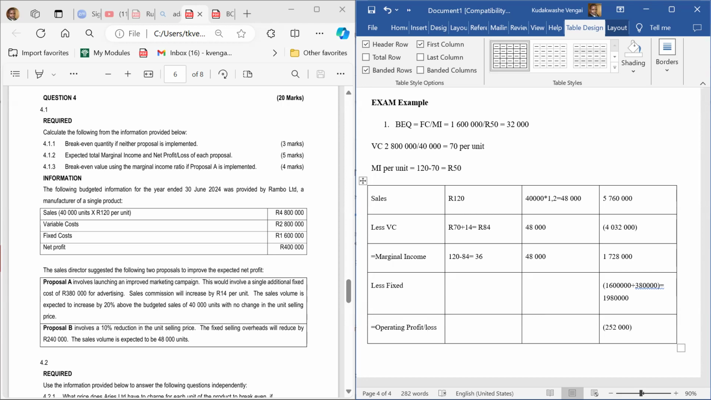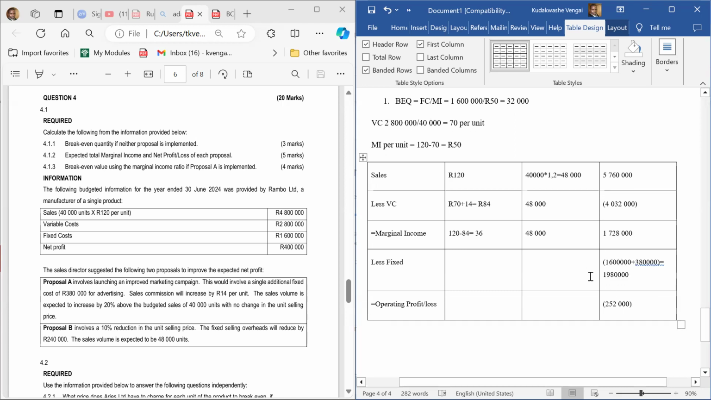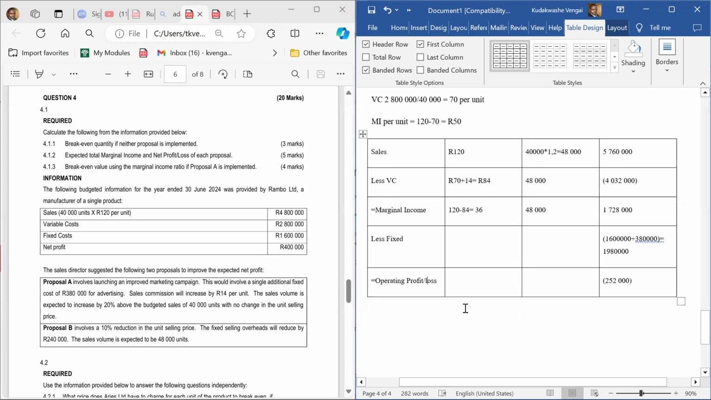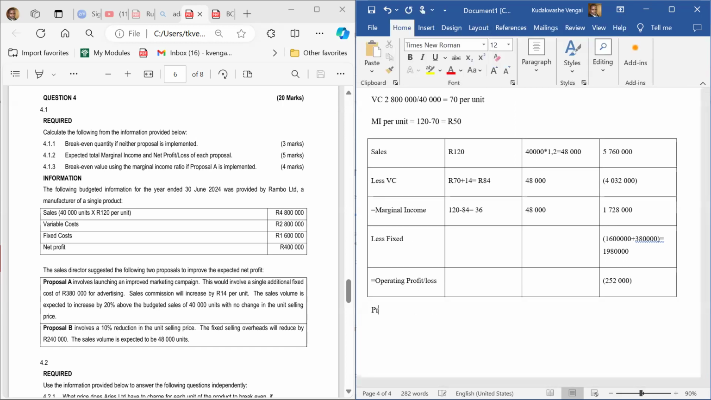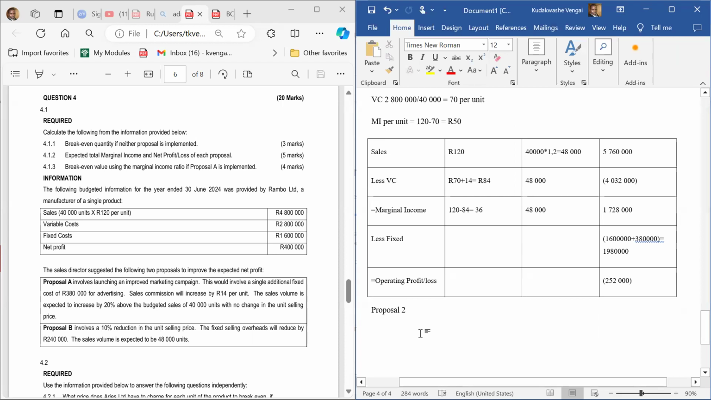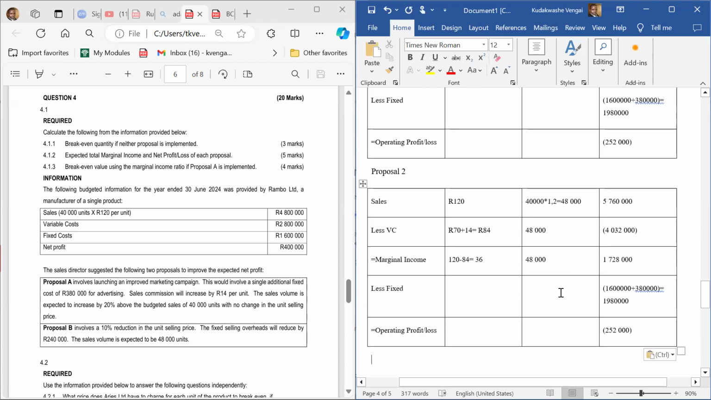Yeah. Okay, so everything is fine. So let's go to proposal number 2, because remember, the question said, what is the expected total marginal income and net profit or loss if each of the proposals is adopted? So proposal 2, we do the same thing. We create the same table. We just have different values. Just delete this.